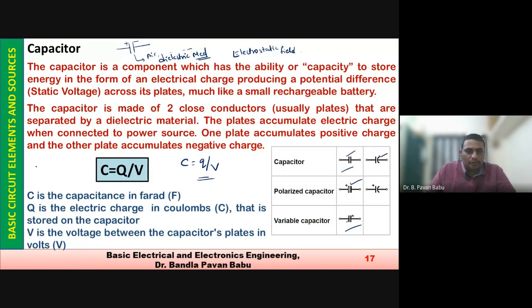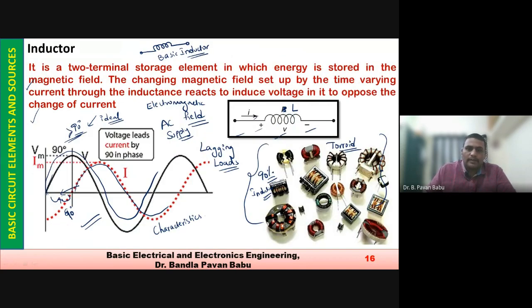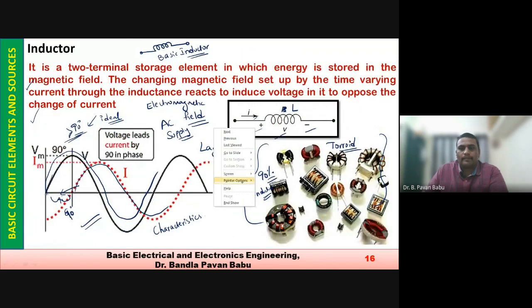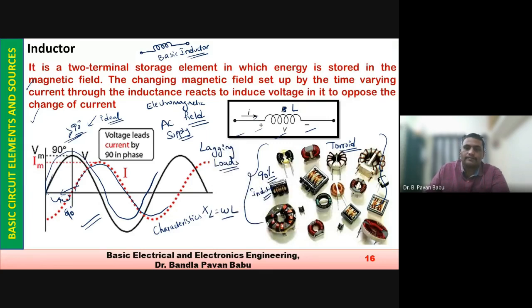If you are further interested, I can write XC equals 1 by omega C. This is the value of the capacitive reactance. And the value of the inductive reactance is omega L. So that's all about the basic elements and their behavior.